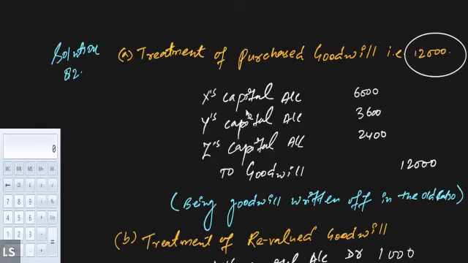And similarly, you have to treat the revalued goodwill as well. But since the revalued goodwill should be adjusted depending upon the gaining and sacrificing shares of the partners, you will first have to find out the gaining and sacrificing shares. That means you will have to prepare an extra working note in this case.